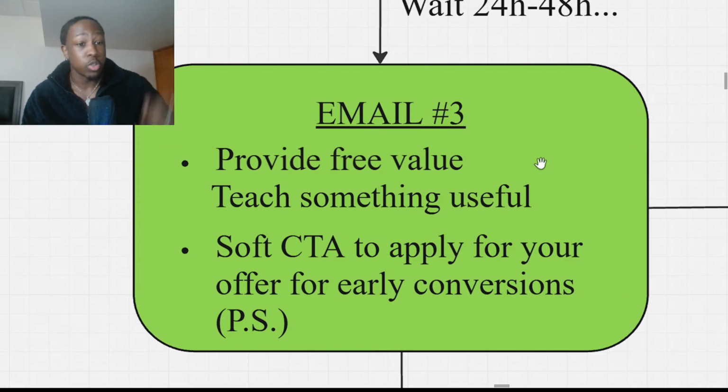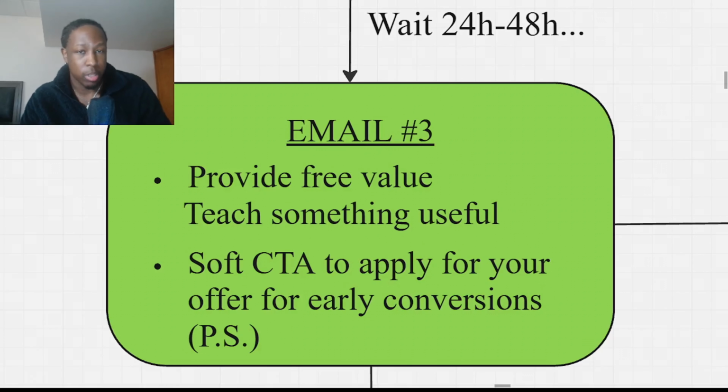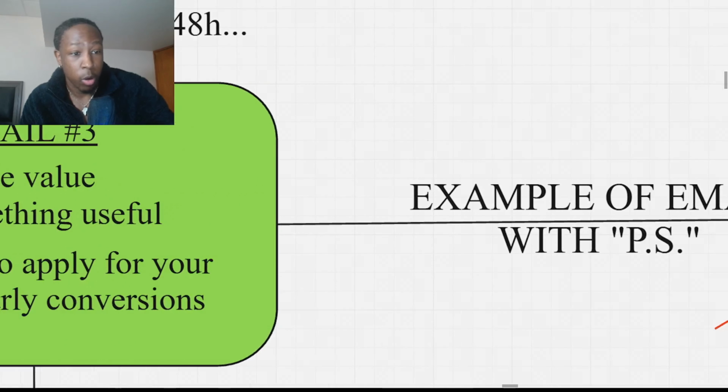So teach them something useful, something that they can actually use right now, something actionable. And at the end, I want you to use a soft CTA to apply for your offer for early conversion. So I'll give you a real life example of an email with a soft CTA at the end that I actually use for a client of Airbnb hosting.